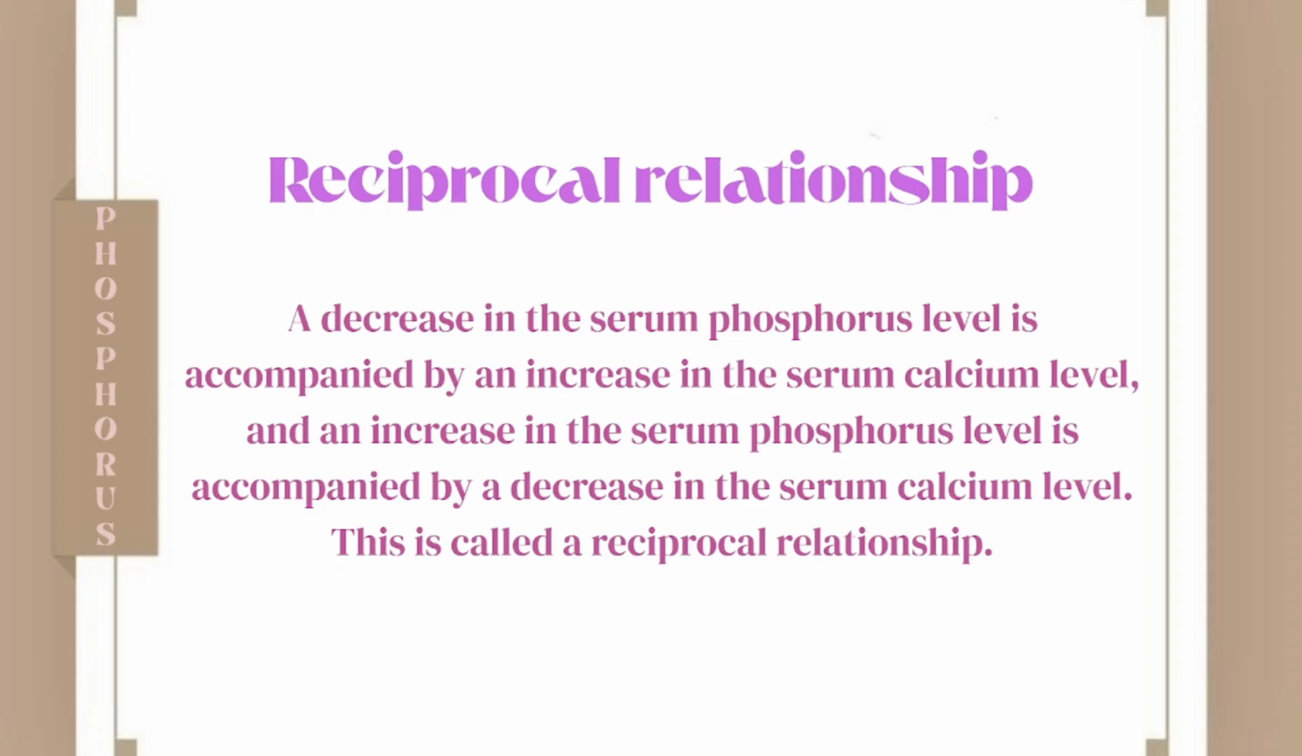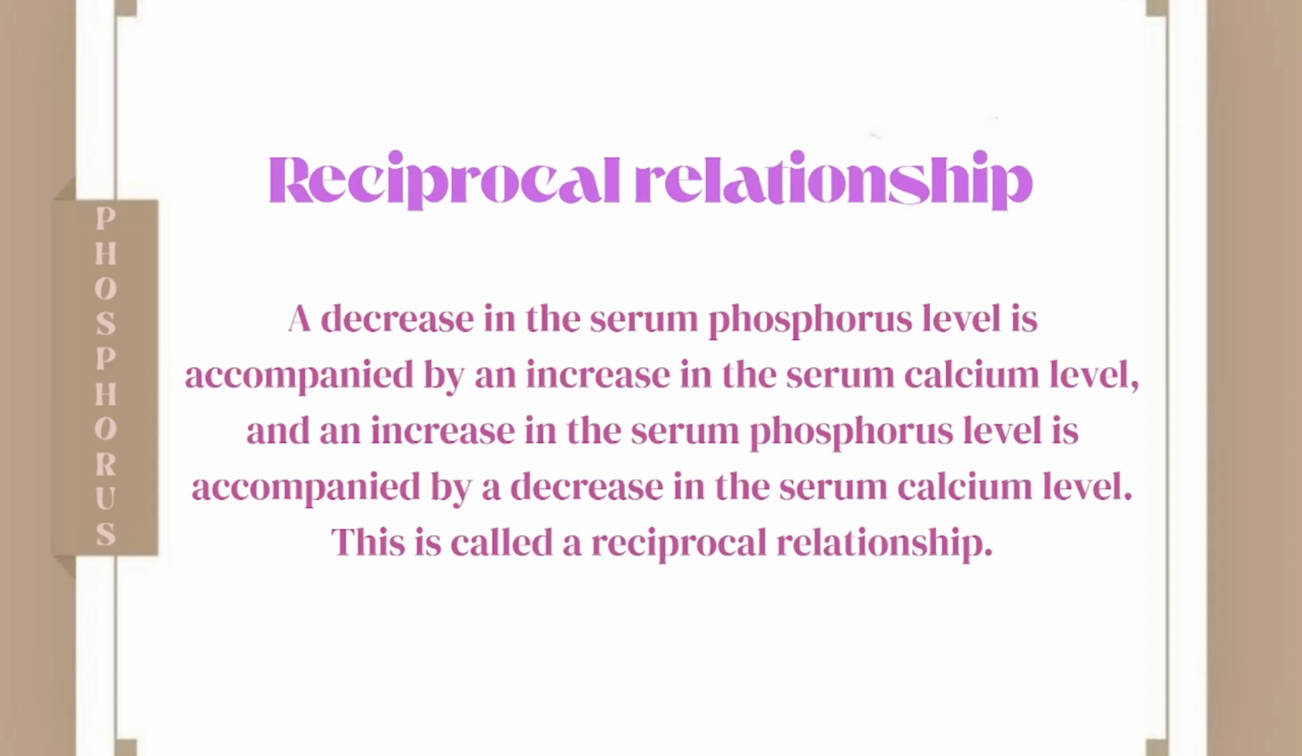That means when there is decrease in serum phosphorus level, serum calcium level is increased, and when the serum phosphorus level is increased, that is accompanied by decreased serum calcium level. So whenever we are correcting calcium or we are monitoring for phosphorus, we have to consider the other electrolyte. While monitoring phosphorus, we have to keep an eye on the serum calcium levels.